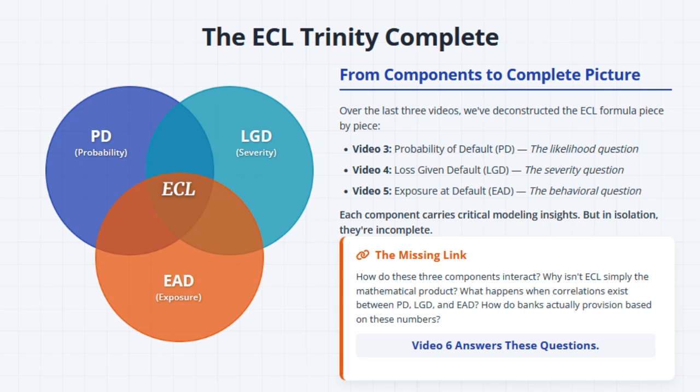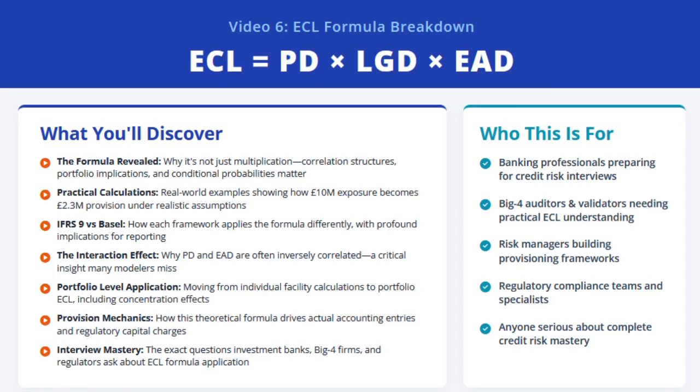Why isn't ECL simply the mathematical product of these three numbers? What happens when correlation exists between them? And most practically, how do banks actually translate these components into provisioning decisions? And that's where the missing link becomes critical. And that's precisely what we will be addressing next.